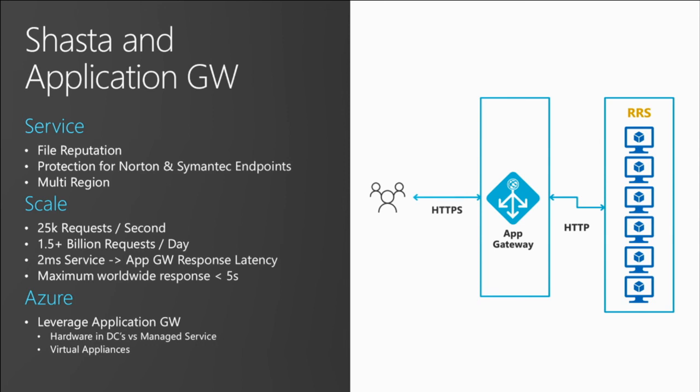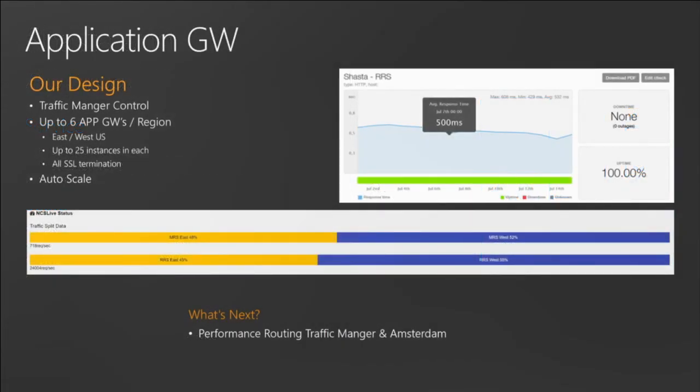So we decided to leverage Application Gateway so that we wouldn't have to build up virtual appliances to do the SSL termination in this application. We do have a very specific requirement of a maximum worldwide response time of less than 5 seconds, and we had to maintain that. So it was critical to us to test and make sure that application gateways could perform at least as well as a virtual appliance, which they should be capable of, and clearly they are. So we ended up landing on application gateways.